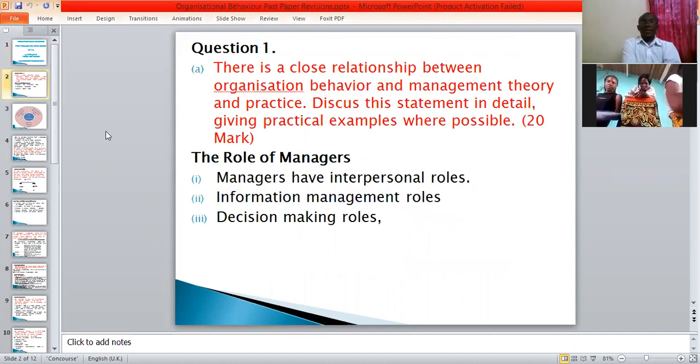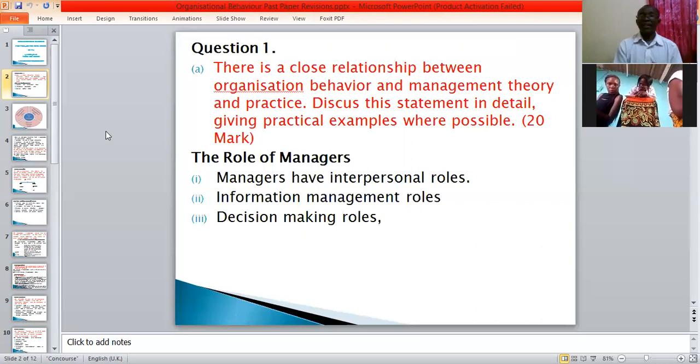So let's look at question number 1. They want us to discuss a statement that was given, that there's a close relationship between organization behavior and management theory and practices. So we are supposed to discuss this statement in detail, giving practical examples where possible.